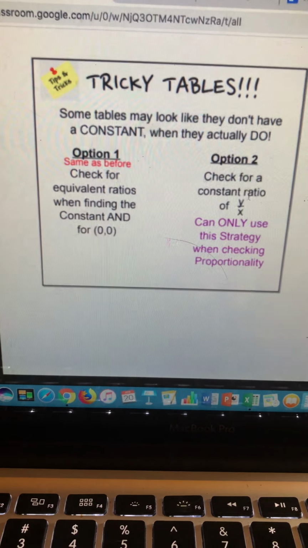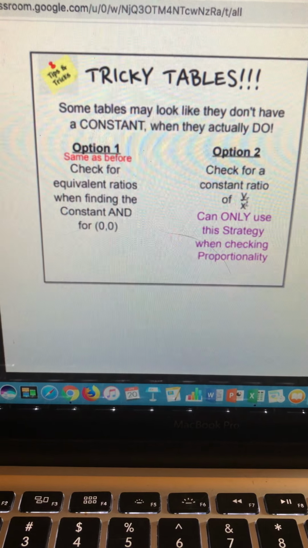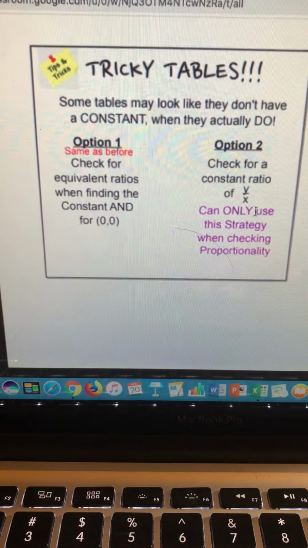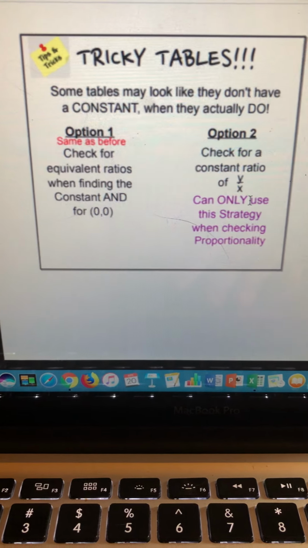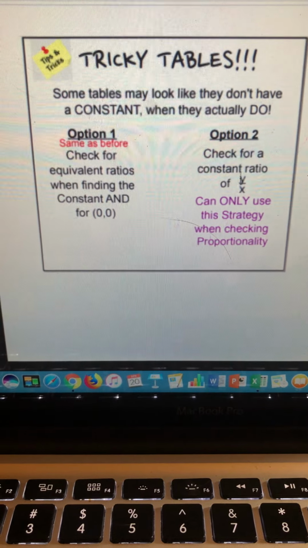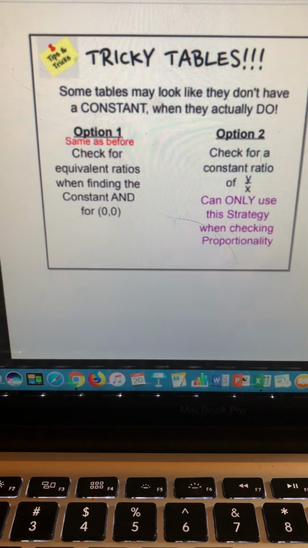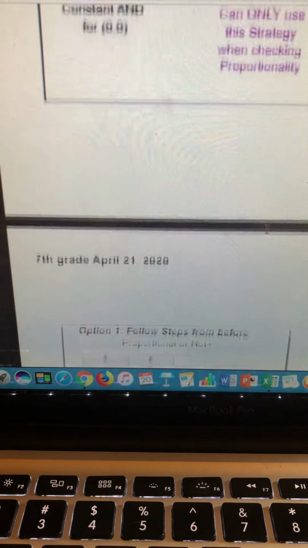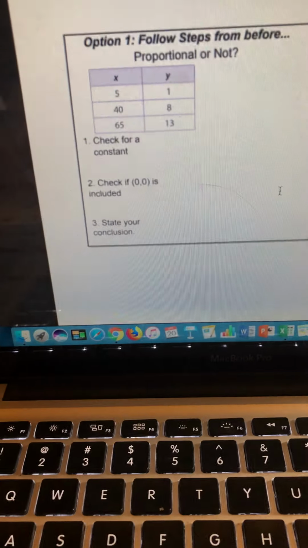The second option is to see if there's a constant ratio of y over x. And this strategy can only be used when checking for proportionality. You cannot use this strategy when looking for a constant in a linear table because it will not work. But if the table is proportional, then there will be this constant ratio of y over x. So I'm going to show you both so that you understand what we're talking about. So I'm going to copy this table down.